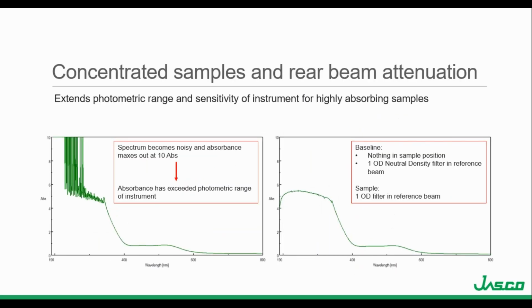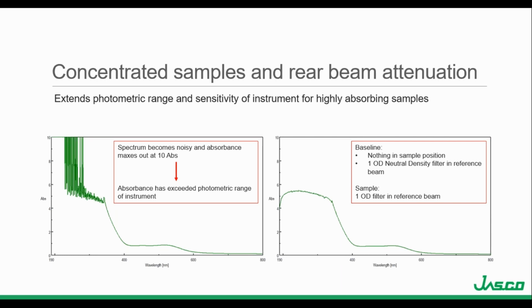So in double beam instruments, the reference beam can be attenuated by a neutral density filter to expand the photometric range. The addition of the neutral density filter to the reference beam balances out the absorption by the sample so that the difference in the intensity of the reference and sample beam is not as large.